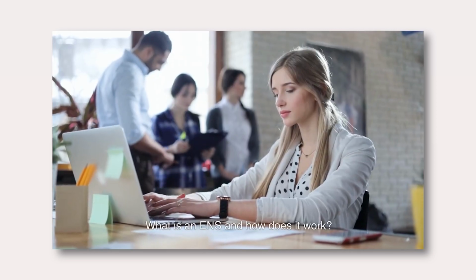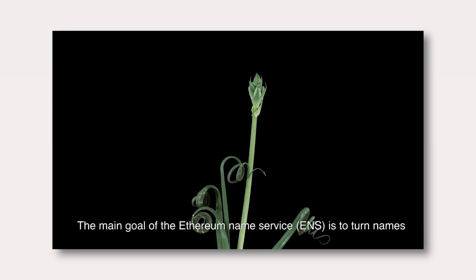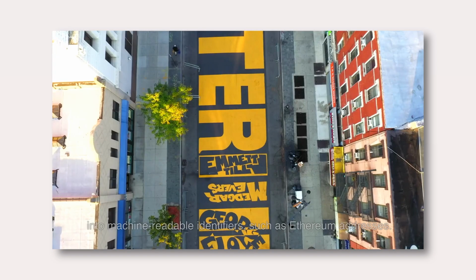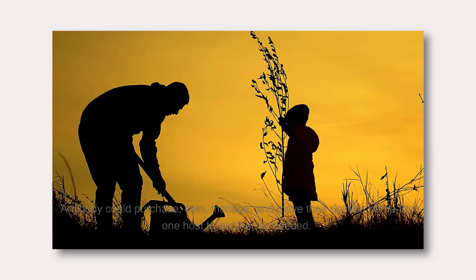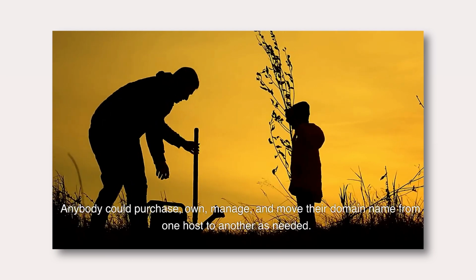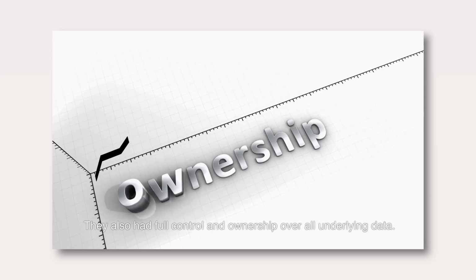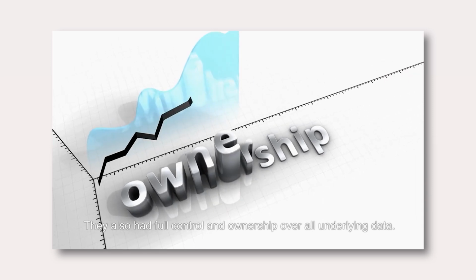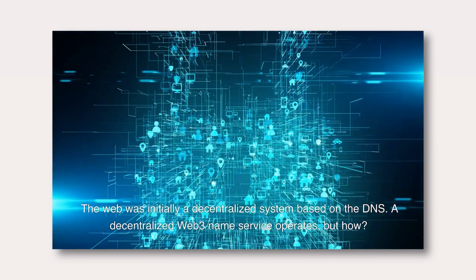What is an ENS and how does it work? The main goal of the Ethereum name service is to turn names into machine-readable identifiers such as Ethereum addresses. Anybody could purchase, own, manage, and move their domain name from one host to another as needed. They also had full control and ownership over all underlying data. The web was initially a decentralized system based on DNS.